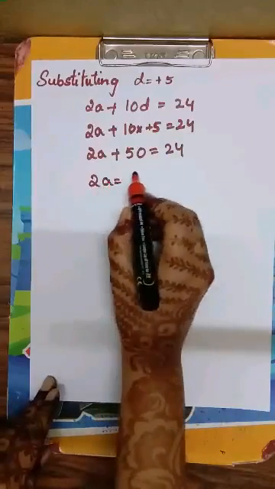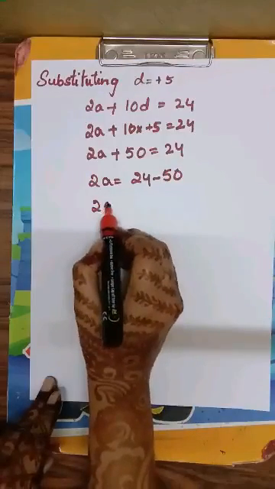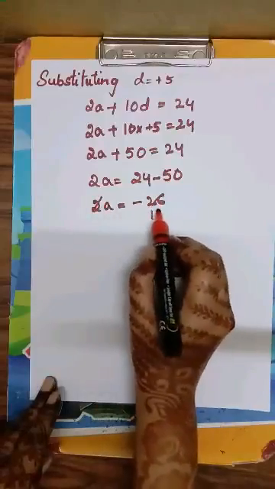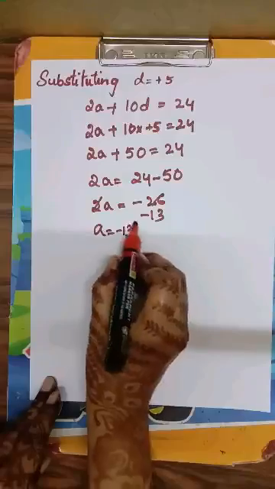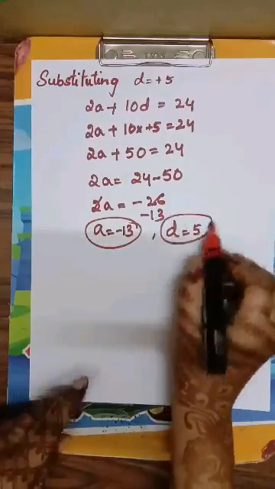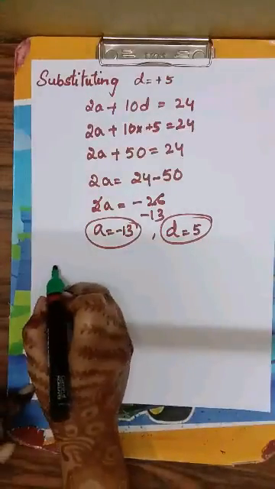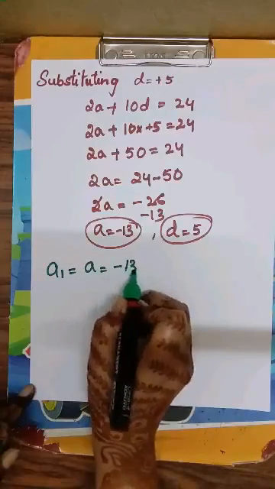2A is equal to 24 minus 50. 2A is equal to minus 26. A is equal to minus 13. We got the value of A as minus 13 and the value of D as 5. We were asked to find the first 3 terms. The first term will be A1, that is nothing but A, which is minus 13.